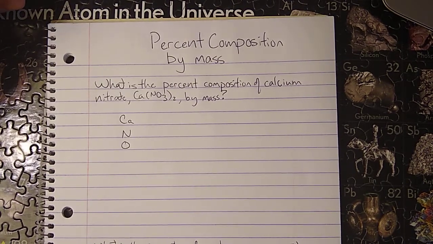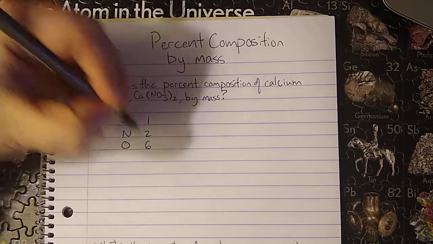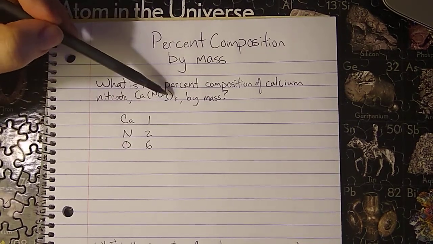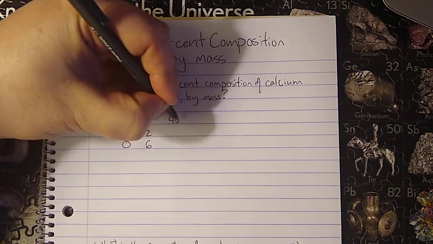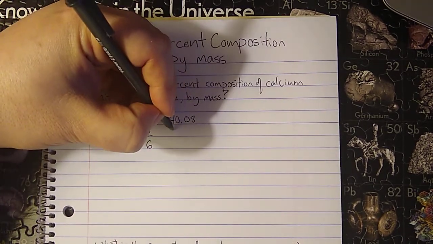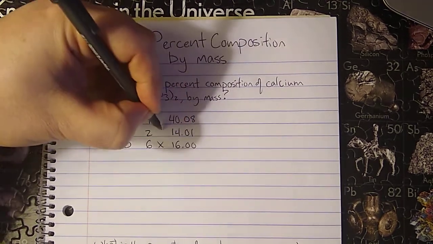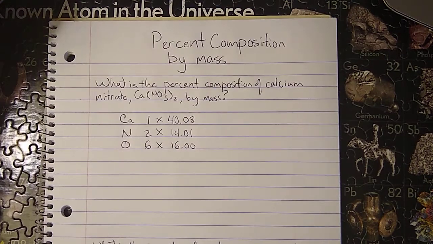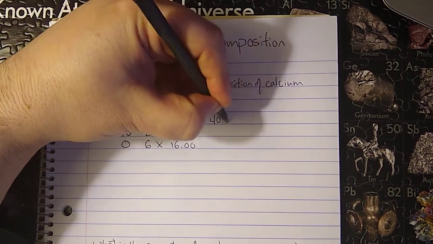The compound's made from 3 different elements: calcium, nitrogen, and oxygen. There is 1 calcium, 2 nitrogens, and 6 oxygens in here. Remember that if you have a 2 outside parentheses, you're supposed to distribute in. We then multiply by the masses of each element found on the periodic table. Multiply them out and add the results.